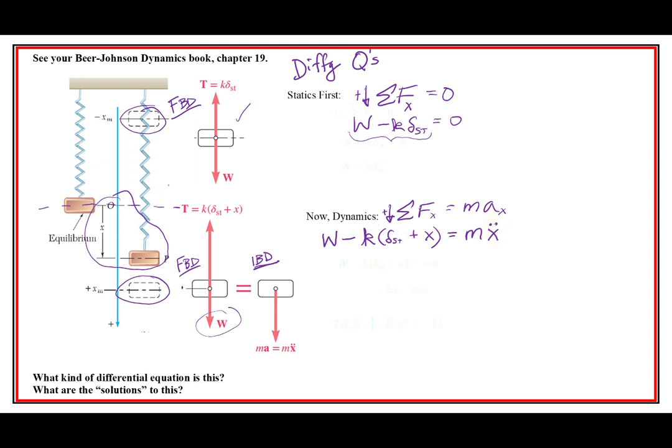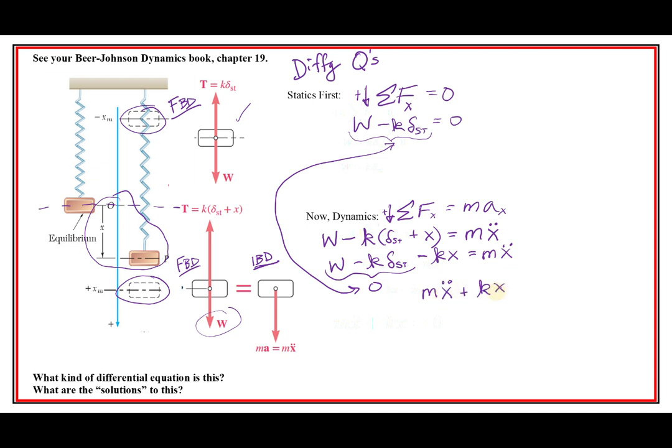So when we get to distributing this out a little bit, we can go W minus K static deflection minus K times X equals mass times X double dot. And we note that right there is the same thing that we got up above, right? So here what we've just shown, we can bring this negative over to the side, and we go mx double dot plus kx equals 0. So this is the equation of motion, and this is just how we go about with an FBD getting it.